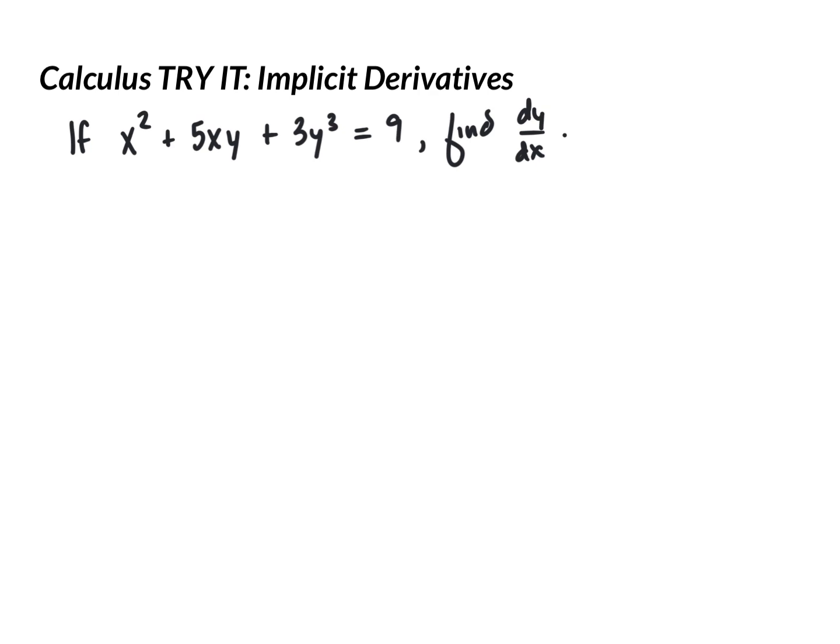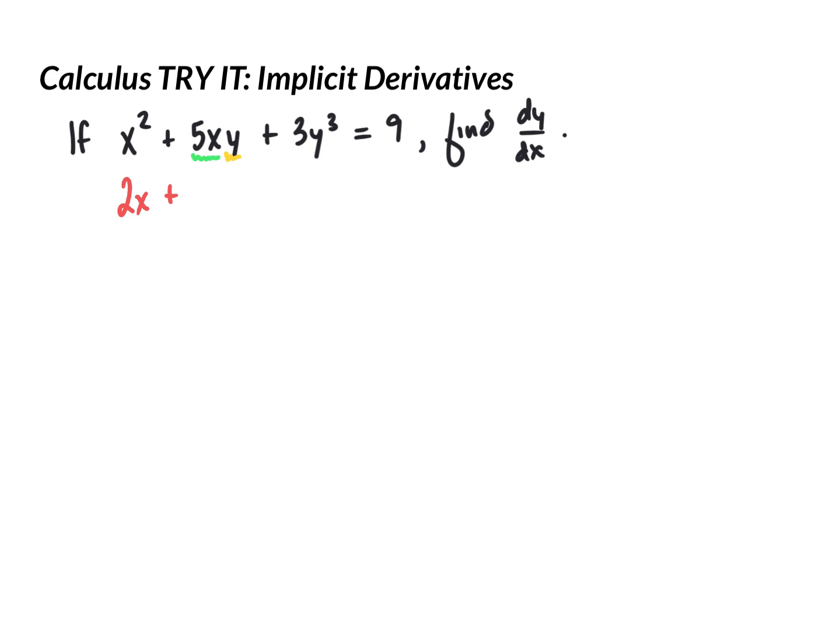So to begin with, we're going to use all the rules we've already been using. So if x squared plus 5xy plus 3y cubed is 9, we're going to find the derivative. Well, we're going to begin by just finding the derivative of x squared, which is 2x. And now you'll notice we have a product. We've got 5x, and we've got that multiplied by y. So we have two functions being multiplied together here. So we have to use our product rule.